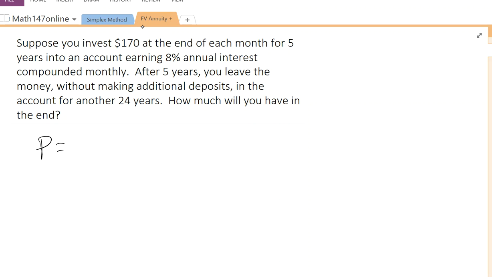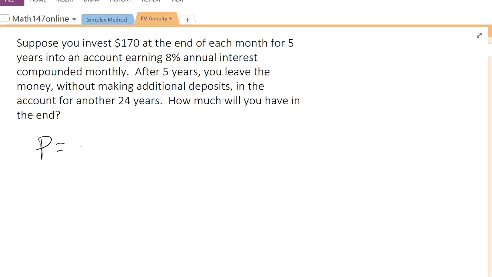We're going to do that for 5 years, and then after the 5 years, we're going to leave the money without making any additional deposits. So at that point, we'll use the compound interest formula to find out what happens to the money that we've initially accumulated with the annuity. So we're going to start with that annuity.